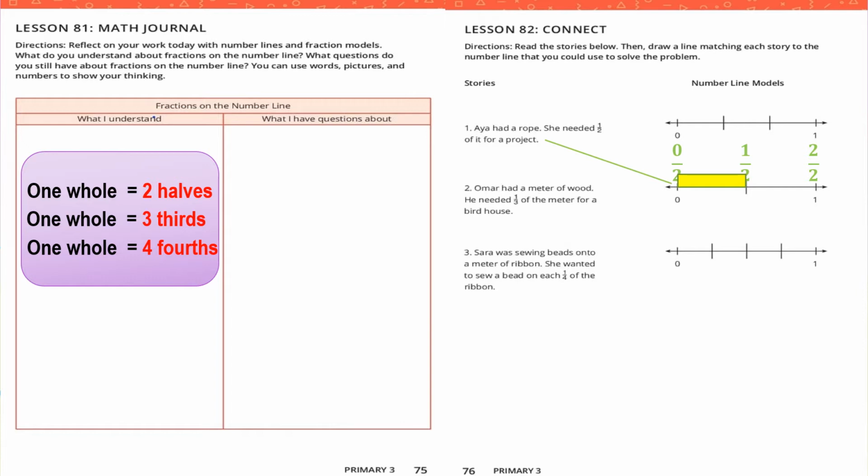The second step, label each dash with the fraction 0 over 3, 1 over 3, 2 over 3 till the whole fraction 3 over 3.